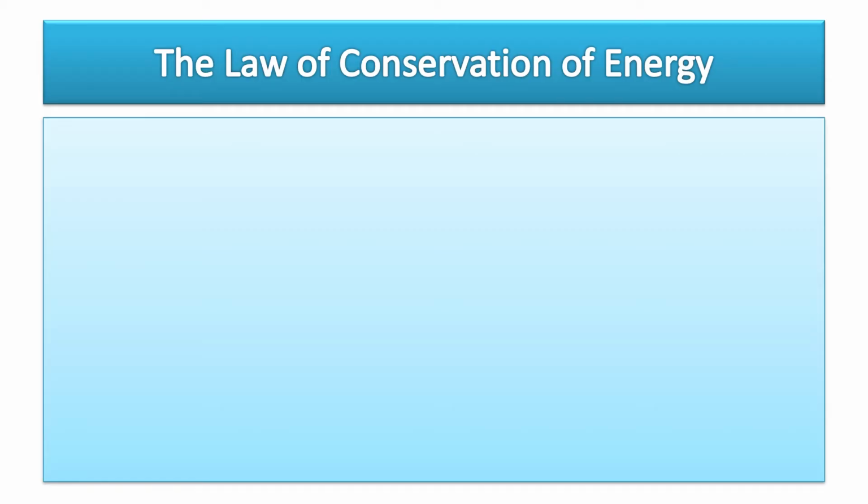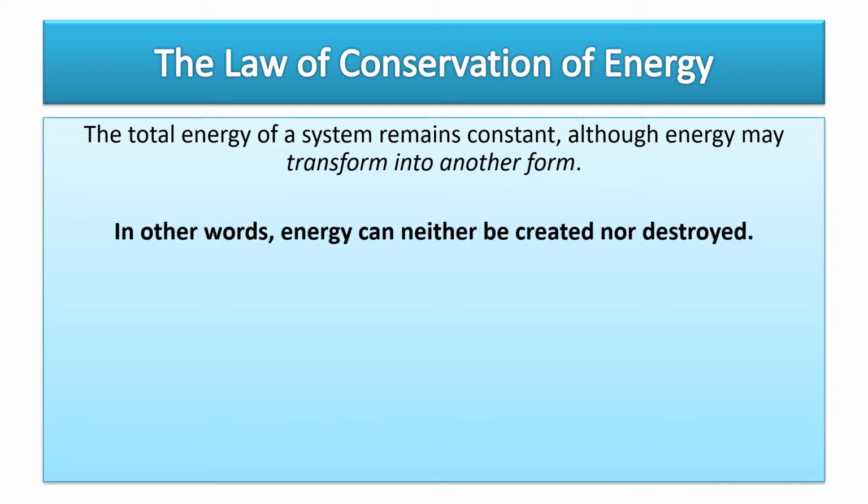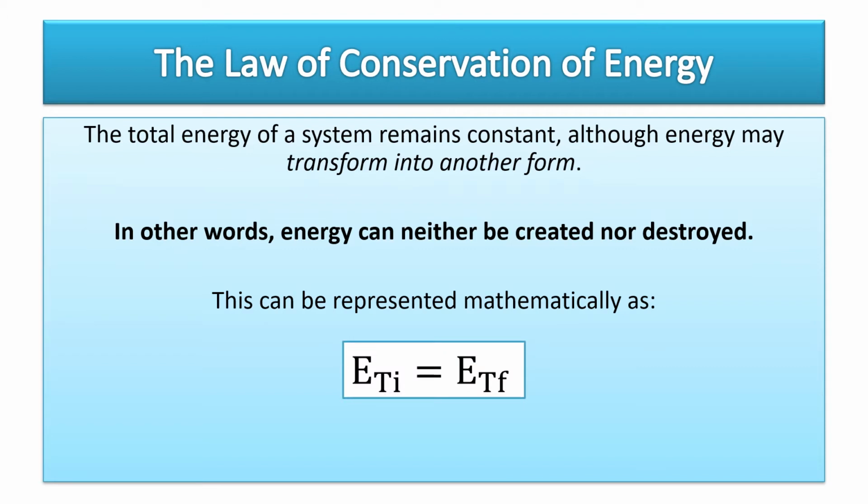So here's a formal slide, because I know you want to write this down in your notebook. It says the total energy of a system remains constant, although energy may transform into another form. In other words, energy can neither be created nor destroyed. Very true. This can be represented mathematically as the total energy in the initial condition is equal to the total energy at the end. Now, it might go from kinetic to potential, but the total, when you add all the different types of energy up, is going to be the same.